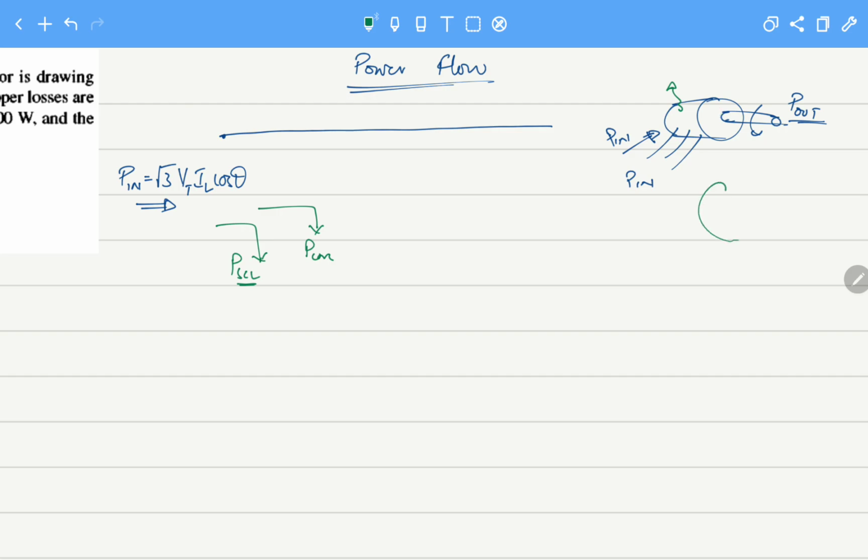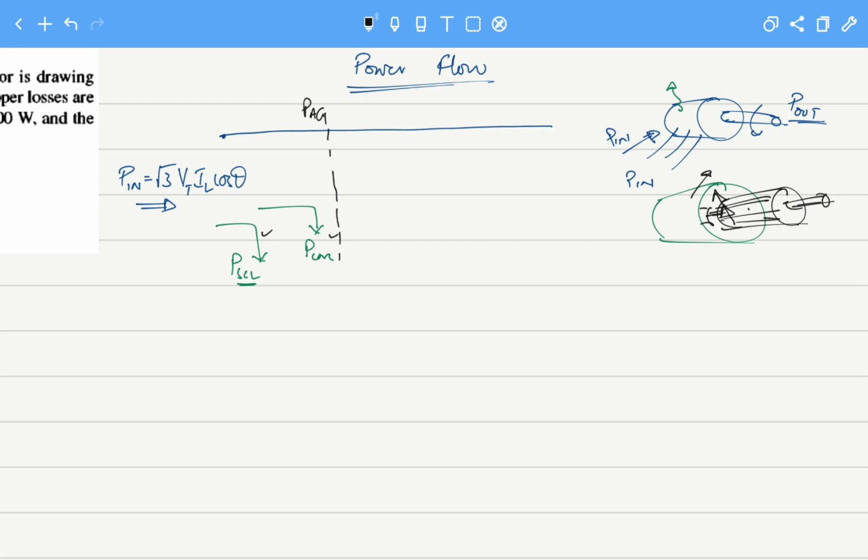We know that if this is the stator, and here we have the rotor. So the first two losses are happening in the stator, and then the rotating magnetic field cuts the rotor. So there is a power that travels from the stator stationary part to the rotor through the air gap. So we can call that power as air gap power, or power that flows through the air gap to the rotor.